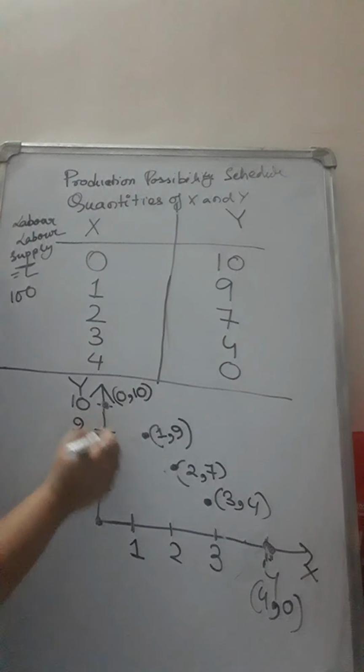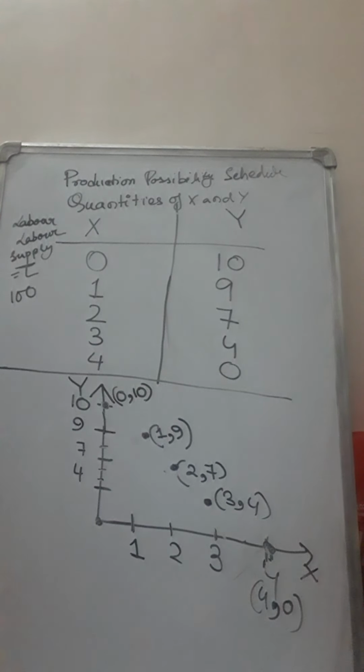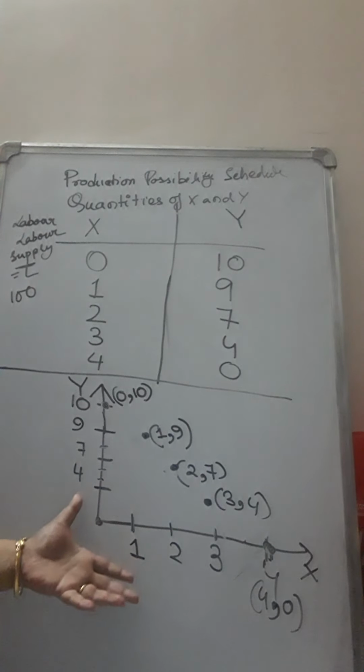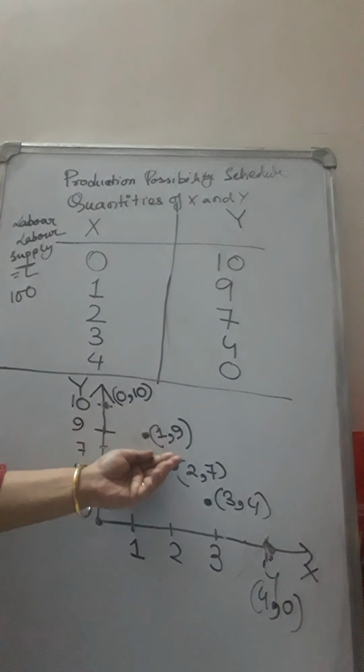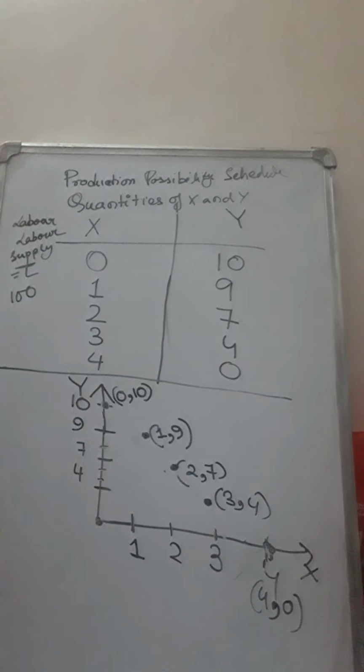Now, if I join these points, these are the different combinations of the two goods that can be produced inside the country with the given amount of only one type of input. So, one type of input, it is already given. Two goods are produced, it is already said in the assumption. Then, what are the points in which production is possible? So, the points are all these. These are the different combinations of X and Y that the economy or a country can choose for.